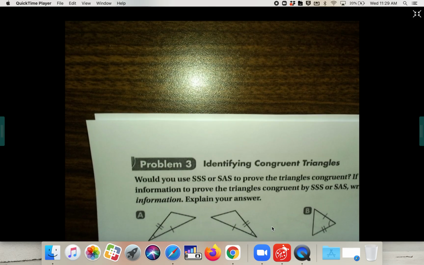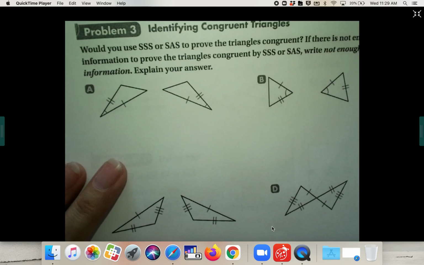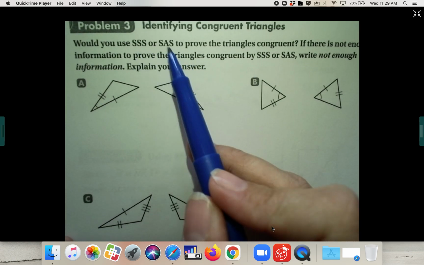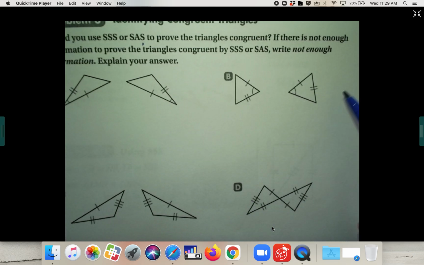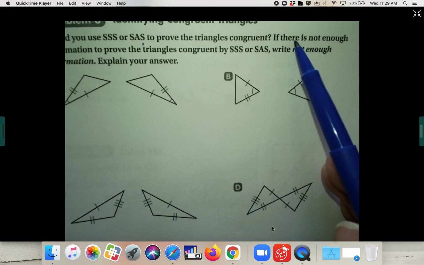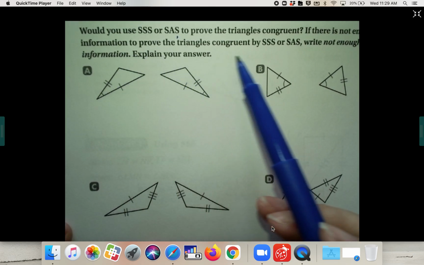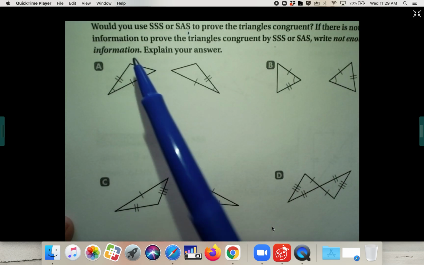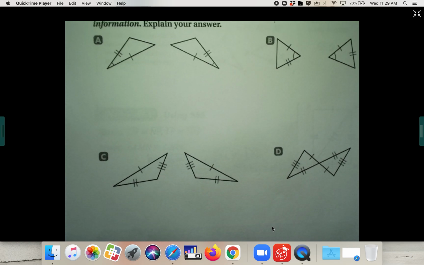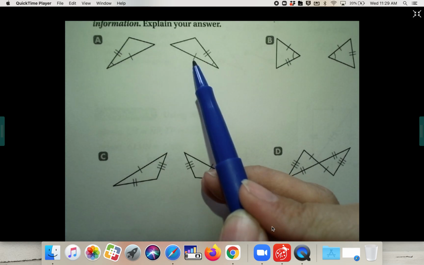All right, let's flip it over to the back. These are just basically asking, would you use side, side, side, or side, angle, side to prove these triangles congruent? And there may not be enough information. So if there is not enough information to prove by side, side, side, or side, angle, side, we're going to say not enough information.